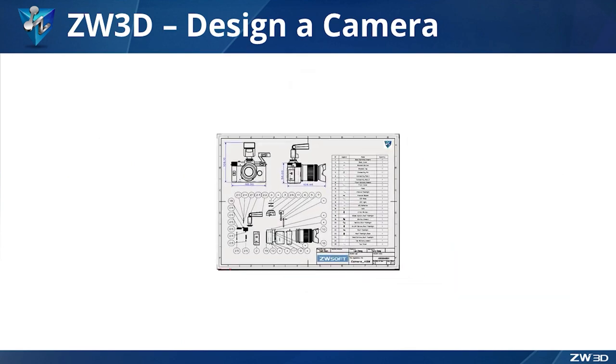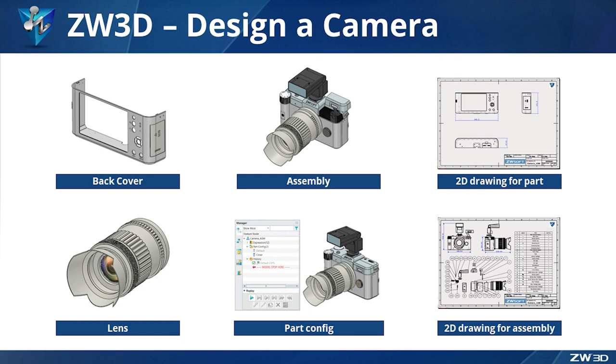As you can see, ZW3D can help you complete your design from part design to manufacturing. As an all-in-one solution, ZW3D also contains industry modules such as sheet metal, structure, piping, harness, etc.